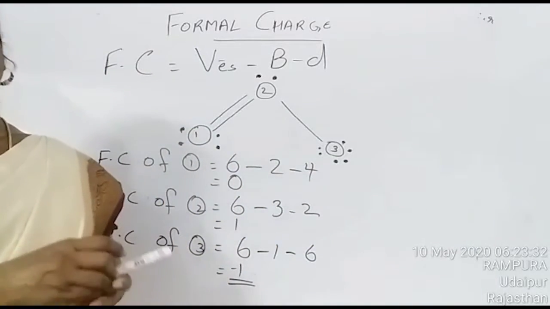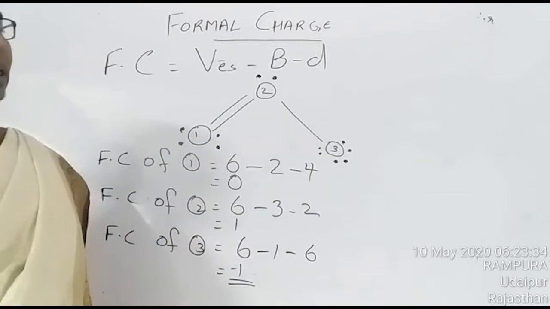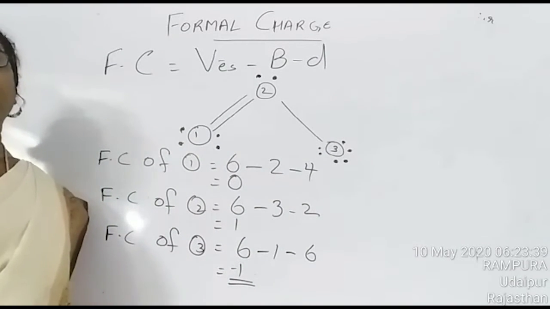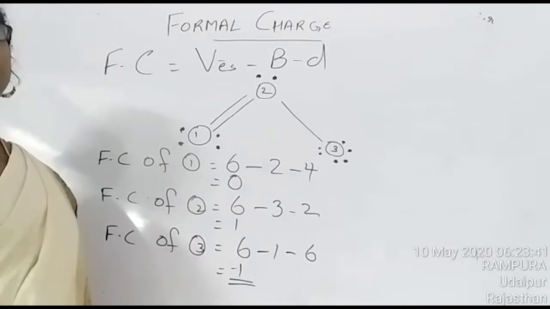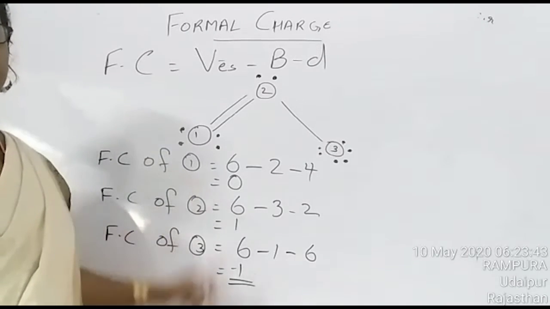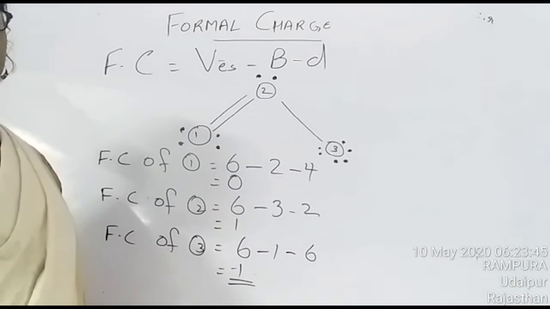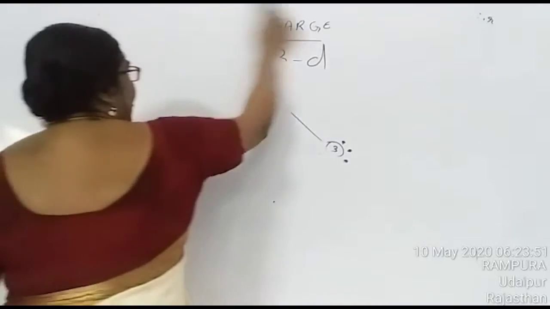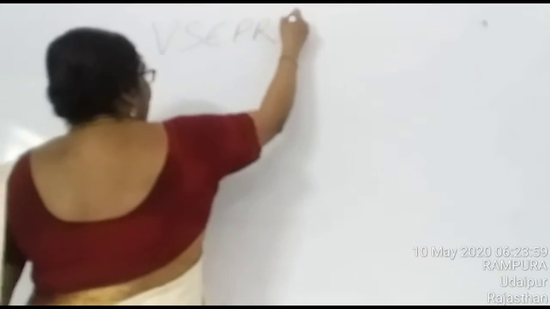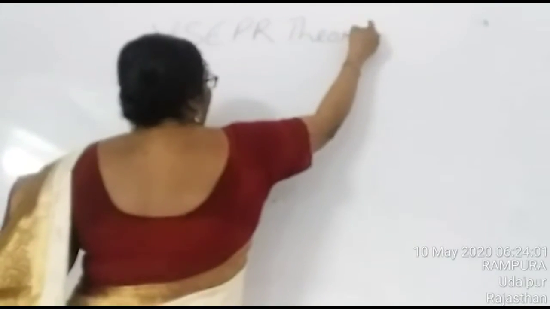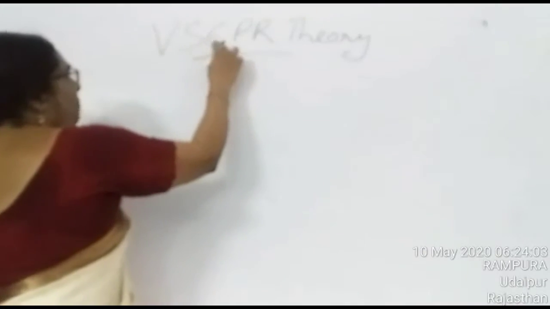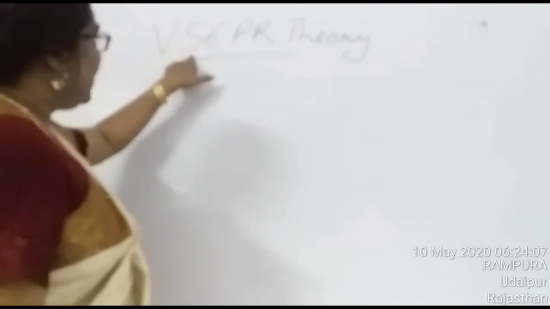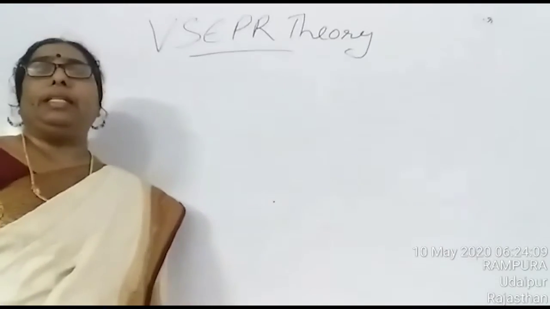Now the next topic we have to study is the explanation of VSEPR theory, that is, valence shell electron pair repulsion theory. Is it clear? So can we start with the next topic, children? Okay, let us consider VSEPR theory. VSEPR theory is otherwise called valence shell electron pair repulsion theory. That is, this is the short form of that.